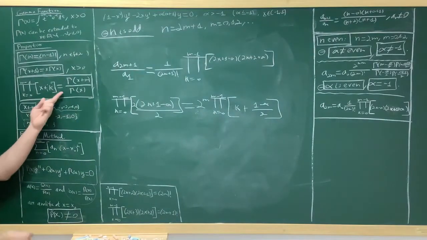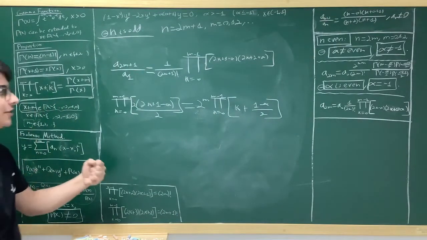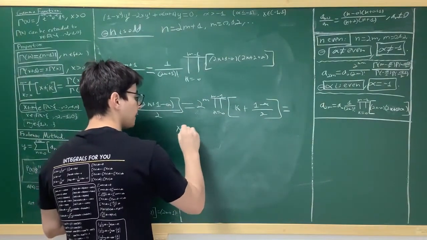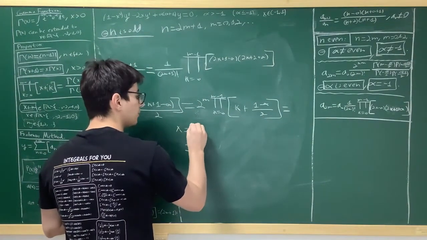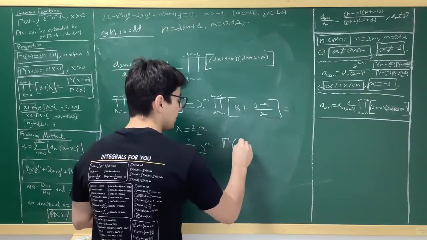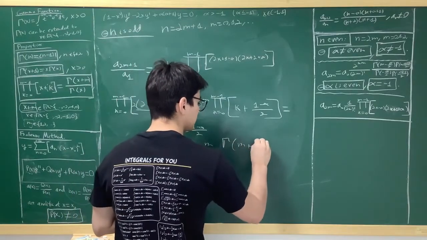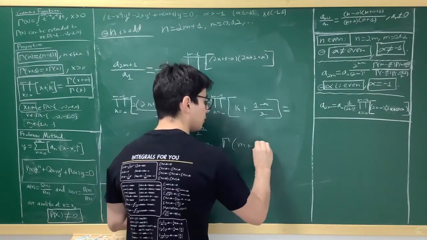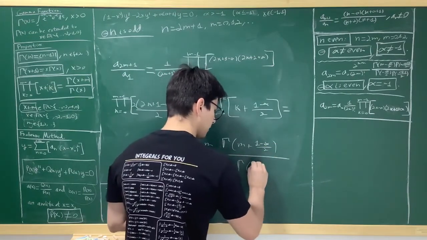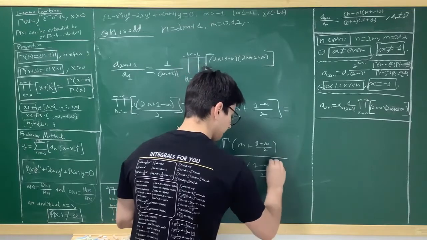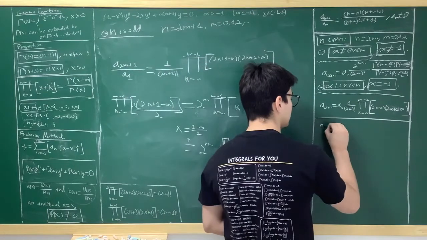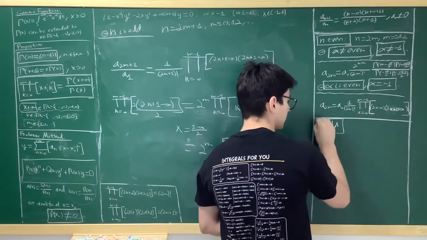What do we do here? Use this relation, this wonderful, amazing relation, and we get that if we call x equal to 1 minus alpha over 2, we get 2^m gamma of m plus x, which is just m plus 1 minus alpha over 2, over gamma of 1 minus alpha over 2. So here we have n is odd, and just write it.